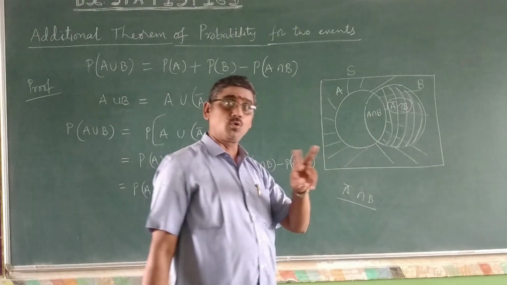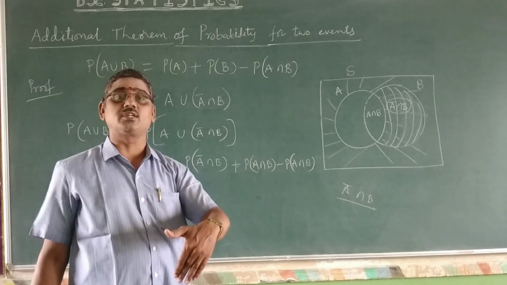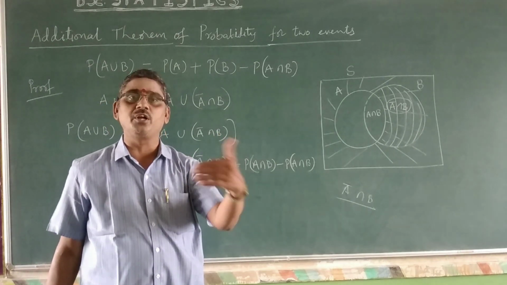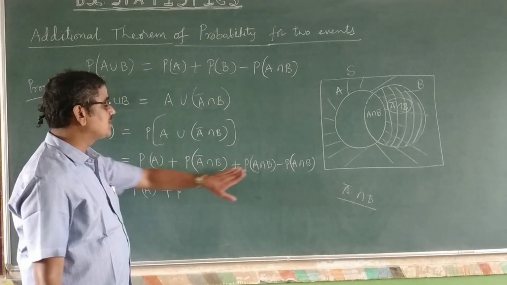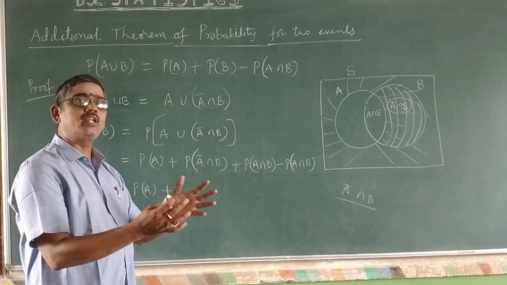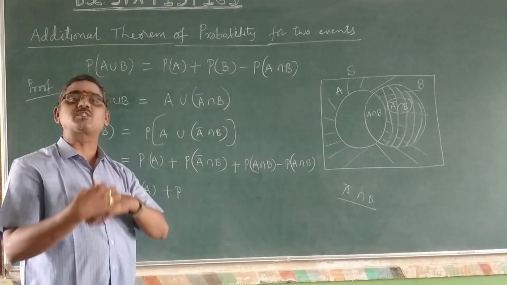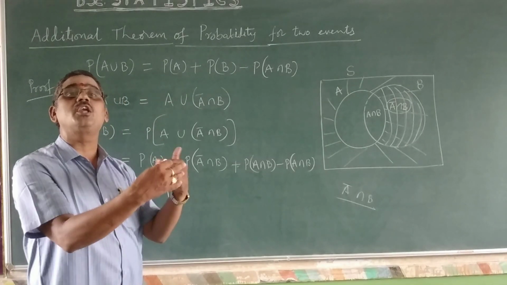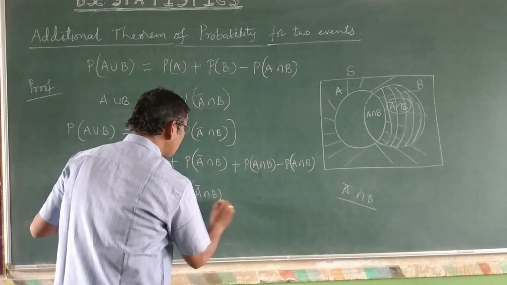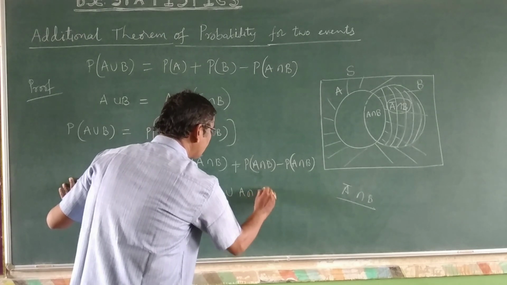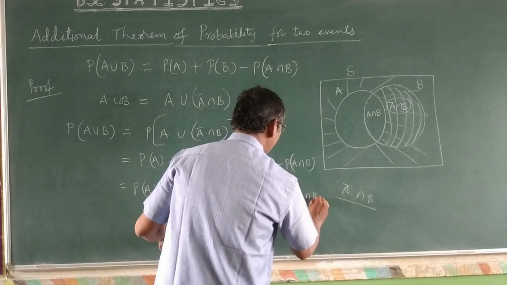If we consider the union of two disjoint events, for example, probability of E1 union E2, that can be expressed as probability of E1 plus probability of E2. And if you join those two, probability of E1 plus probability of E2 can be expressed as probability of E1 union E2. That is probability of A complement intersection B union A intersection B, and minus probability of A intersection B.